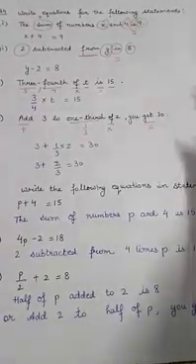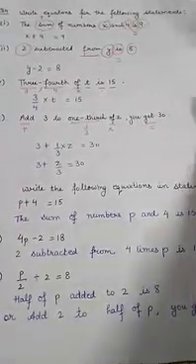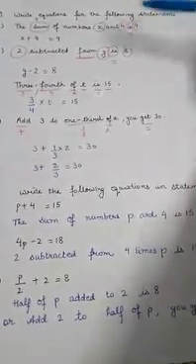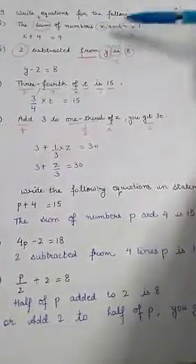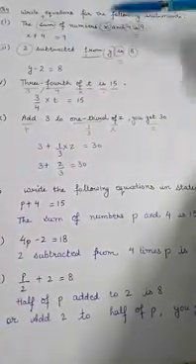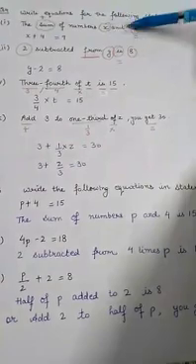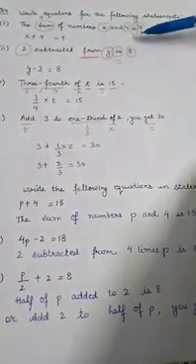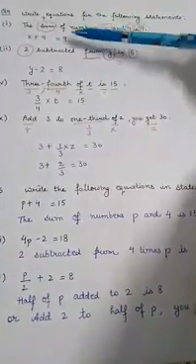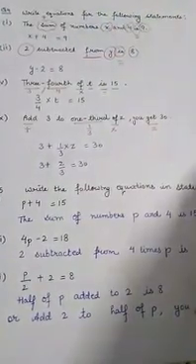Now see question number 4 of exercise 4.1. Write the equations for the following statements. Our statement is: the sum of the numbers x and 4 is 9. What do you mean by sum? Sum means plus. Of what? x and 4. So x plus 4; "is" means equals to 9. So our equation is x plus 4 is equal to 9.